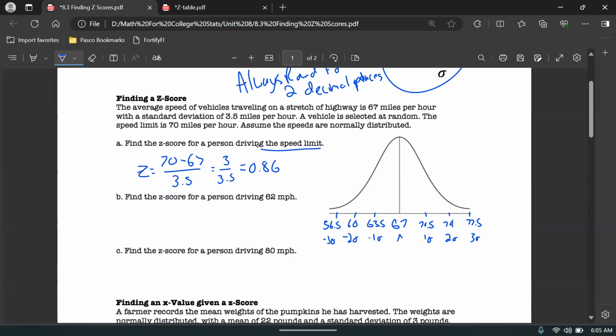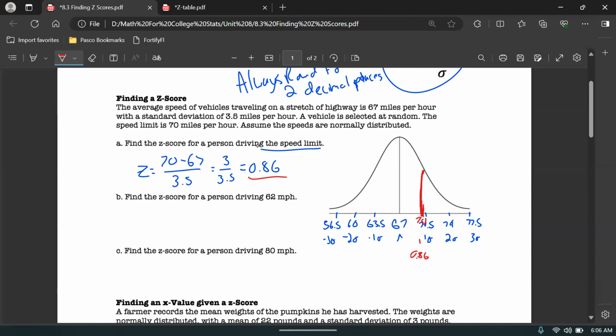All right, so 0.86. What that means, 70 miles an hour is right here, right? That's roughly where 70 miles an hour is. Let's put it in a different color for now. 70 miles an hour is about here. But that is 0.86 standard deviations away. So if you look at it on this scale, it's obviously not 1 standard deviation, it's a little bit less. That's the z-score. So that's how many standard deviations it is from the mean.